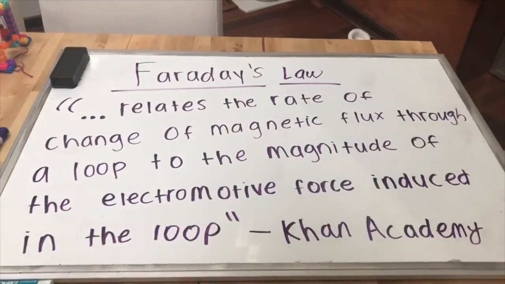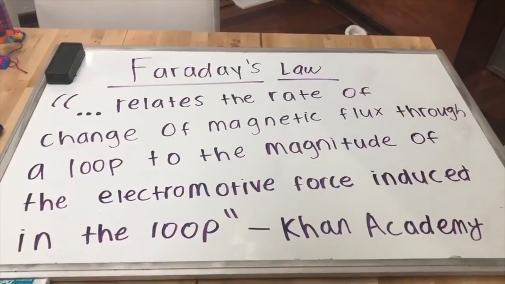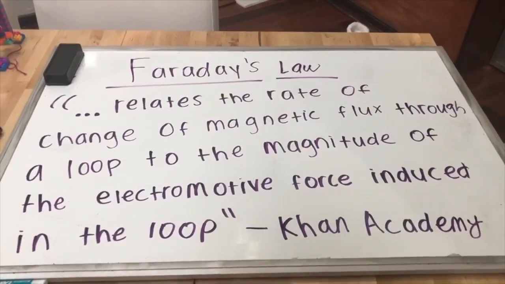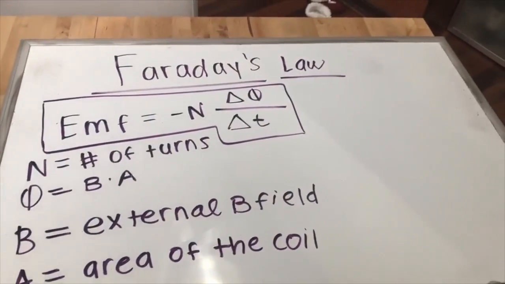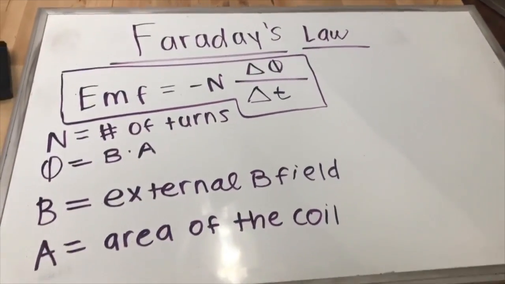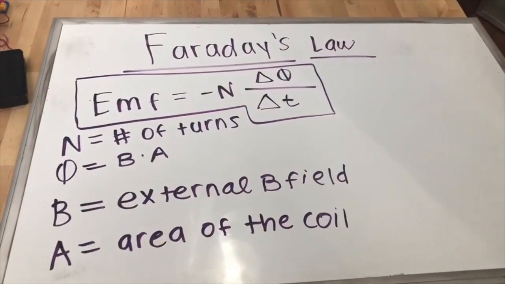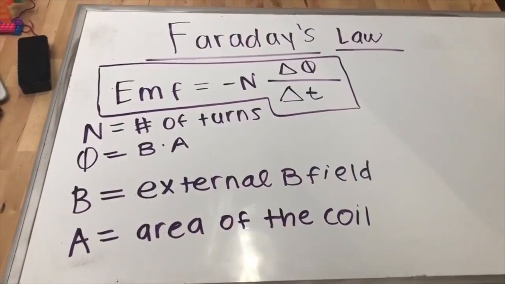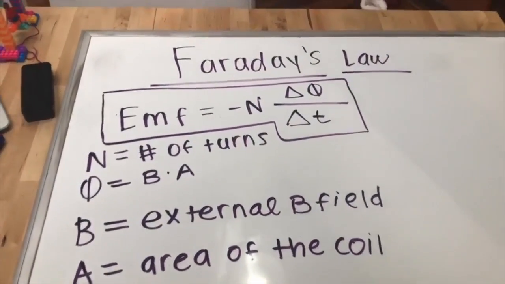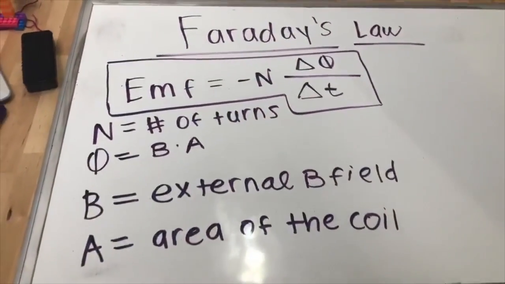Basically, what this is saying is that if I change my magnetic flux, then I will also have a change or an induced electromotive force. So here I have written the equation where we have negative N times the change in electric flux over the change in time. This negative sign actually comes from Lenz's law, which you will also learn.